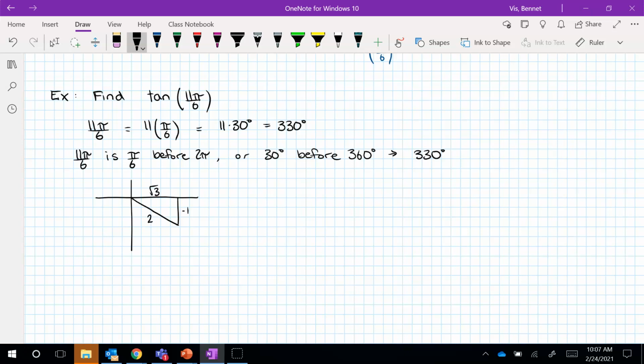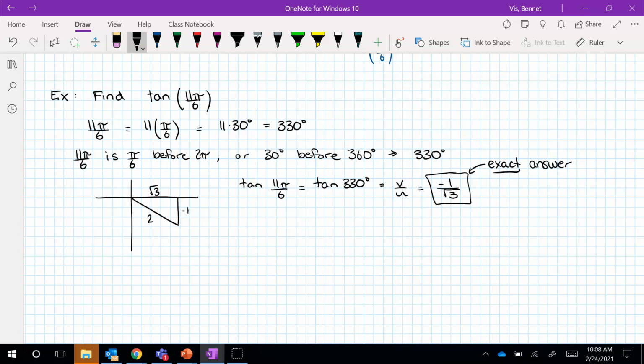So if I'm looking at this, I know that the tangent of 11 pi over 6 is going to be equal to the tangent of 330 degrees, which is what I've got sketched here, which is v over u, which in this case is -1 over the square root of 3. And again, I want to leave this as my exact answer.